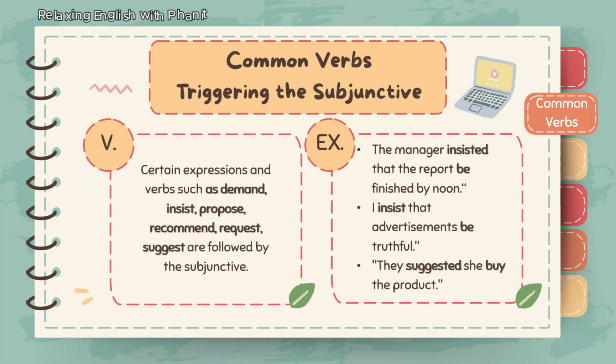Certain verbs require the subjunctive because they imply urgency or necessity. Verbs like demand, insist, propose, and suggest are classic examples. For instance, the manager insisted that the report be finished by noon. Notice how be stays in its base form, even though the subject, report, is singular. These verbs act as signals. When you see them, think subjunctive.